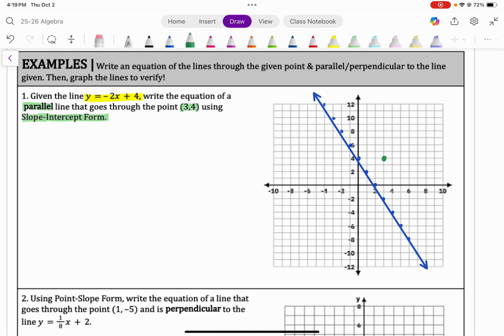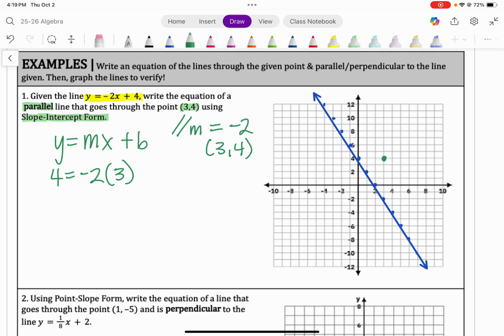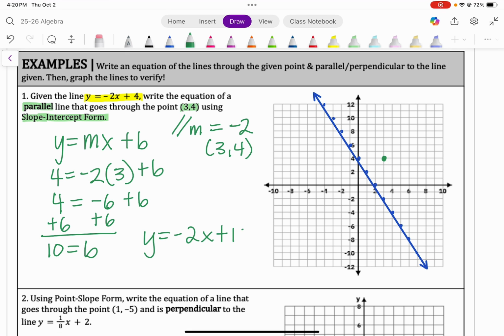Now, if it didn't tell you explicitly how they would want you to do it, you could just start graphing and find your answer. It's telling us to use slope-intercept form. So y equals mx plus b. And my parallel, that's the symbol for parallel, my parallel slope is going to be the same. So my parallel slope is negative 2, and I'm going through (3, 4). So I'm going to put all of those values in. My m is negative 2. My x is 3. Plus b, so 4 equals negative 6 plus b, and when I add 6, I'm getting 10 equals b, so my equation will be y equals negative 2x plus 10.